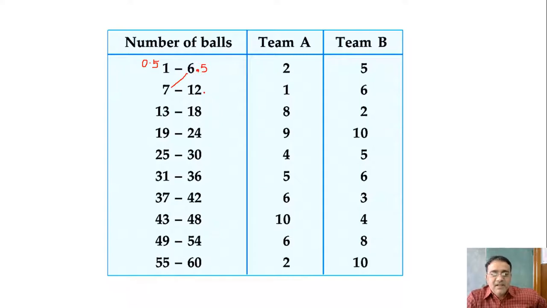Clear? First, find the upper limit of all the classes. So the upper limits will be 12.5, 18.5, 24.5, 30.5, 36.5, 42.5, 48.5, 54.5 and the last one is 60.5.